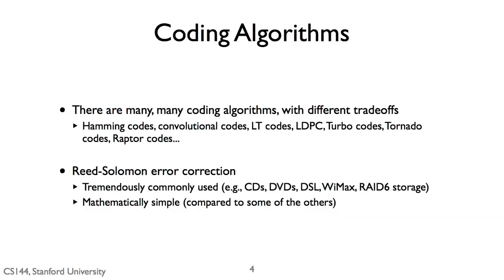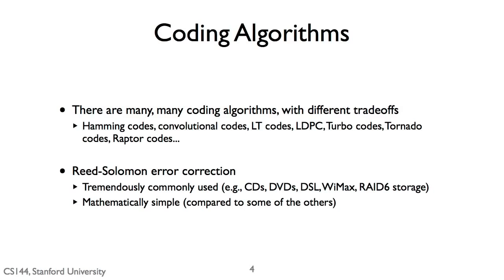So how do you do this? Well, there's all kinds of coding algorithms out there. There's lots of different ones, all kinds of different trade-offs. Here's just a couple of them. In this video, I'm going to talk about one in particular, Reed Solomon. I'm going to talk about Reed Solomon because it turns out, compared to many of these others, it's actually mathematically pretty simple. It's also tremendously commonly used. CDs use Reed Solomon, DVDs, DSL lines, WiMAX, RAID 6 storage arrays. All of these communication and storage systems use Reed Solomon. Furthermore, compared to some of these other coding algorithms, Reed Solomon is actually pretty mathematically simple.